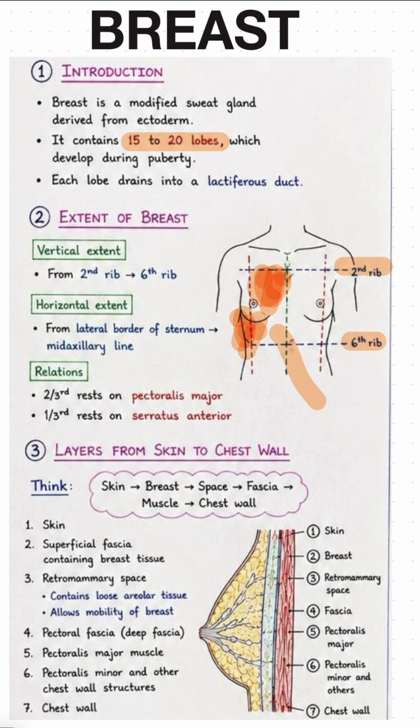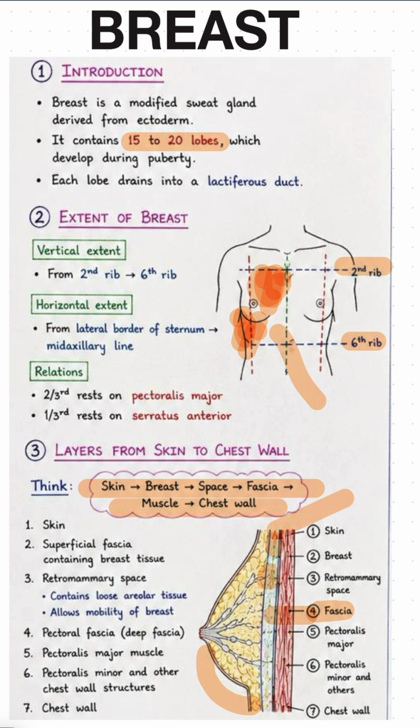Coming to the layers from skin to the chest wall, just remember this flow chart. This is the skin part, and this is the breast. After the breast, we see this space, which we call the retromammary space. And below the retromammary space, there is a fascia, the pectoral fascia.